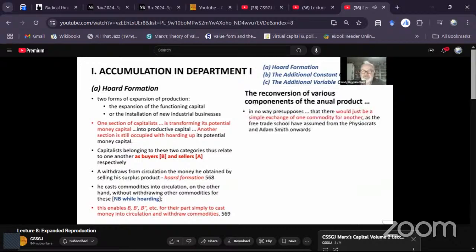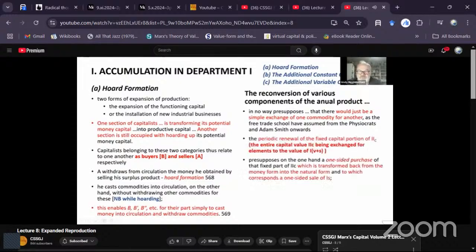Okay. Now, why does this matter? Let's just see how he develops his argument, right? Oh, I've got a typo there. Annual product, unfortunate mistake. So how does this work in terms of how the annual product gets reconverted, right?